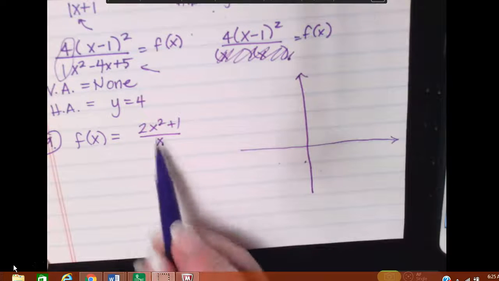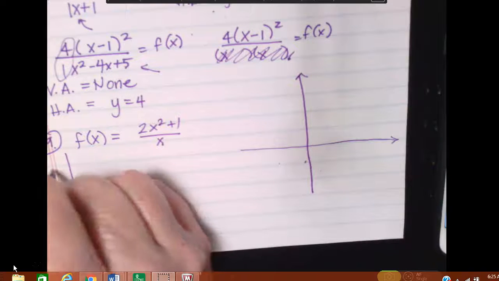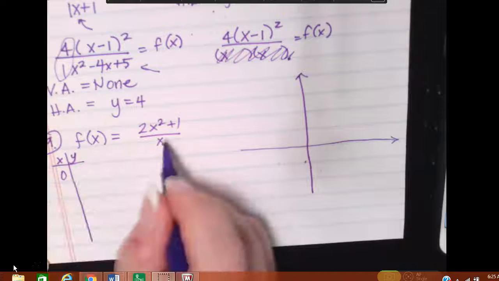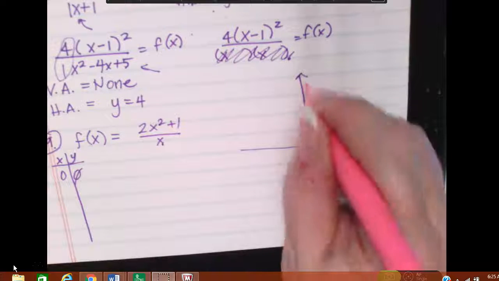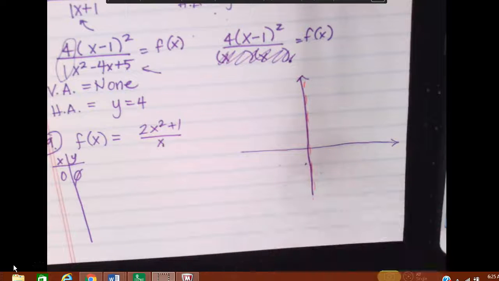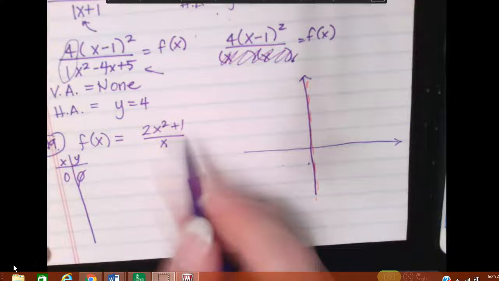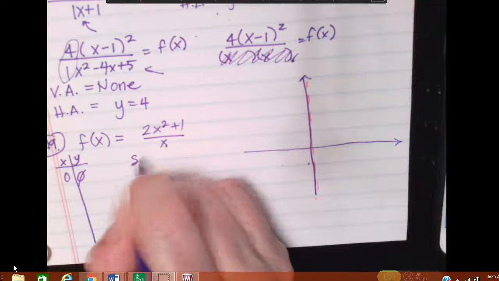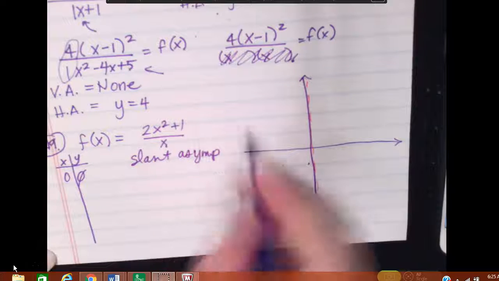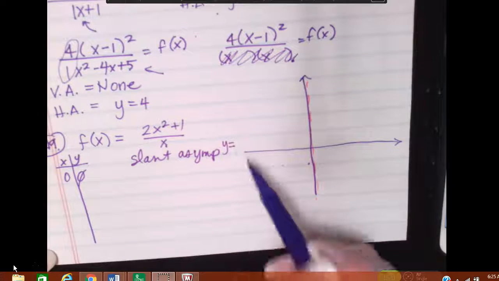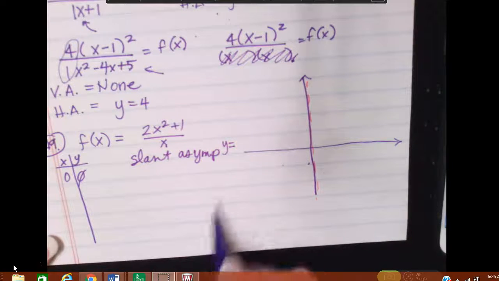So I'm going to start out by plugging in x equals 0 to get my y-intercept. And when I plug in 0, that's dividing by 0. So that's going to be one of my asymptotes. And then instead of having a horizontal asymptote, I'm going to have a slant asymptote at y equals, and so I've got to do long division to find out the equation of that.